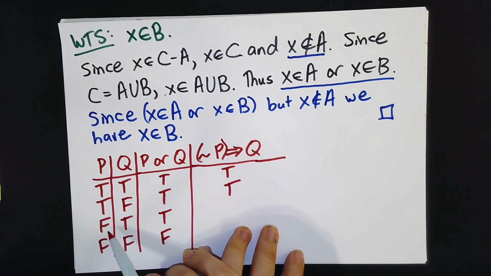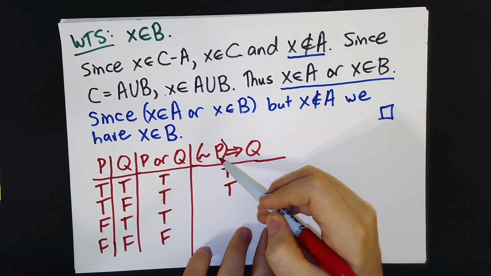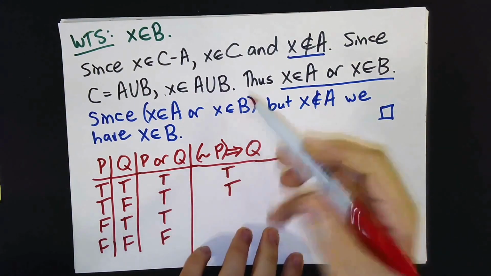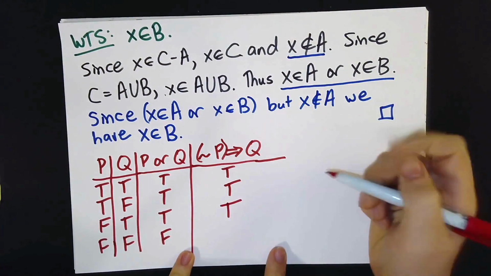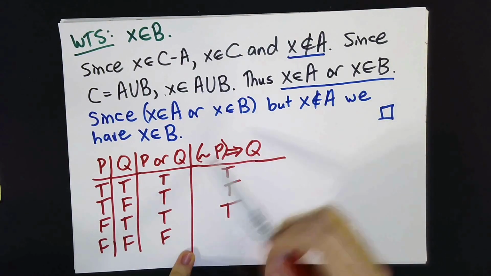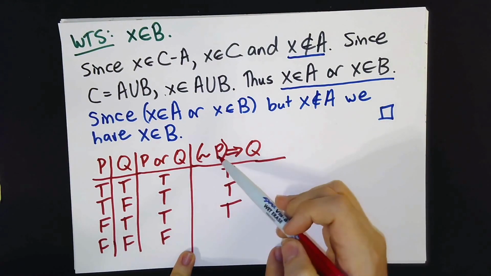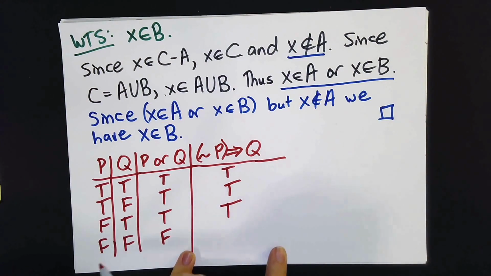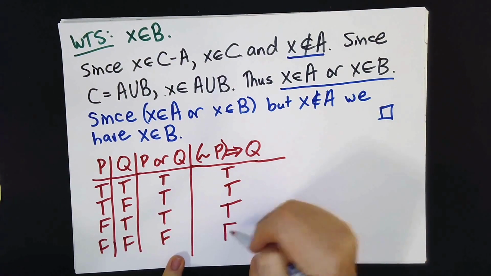When P is false, not P is true. And so then this is true implies true. That is true. But then when P is false, not P is true. And so then this becomes true implies false, which is false.